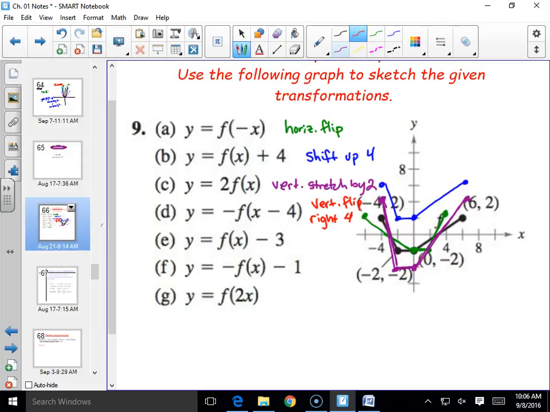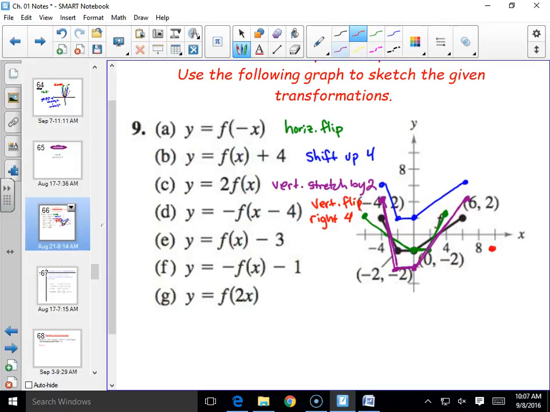Well, vertical flip first is what I would do. Or you could do, what did you guys do, the shift or the flip? Yeah, that's what I was thinking too. You could have technically gone 4 and then flipped it, but I'm going to flip. So instead of 6, positive 2, it's going to be 6, negative 2, right? And then it's going to go right 4. So it's going to be 10, negative 2.